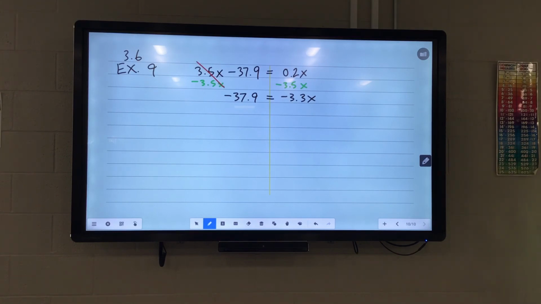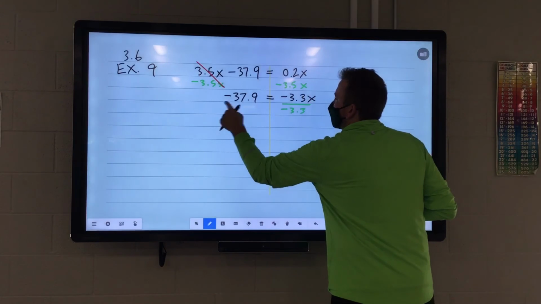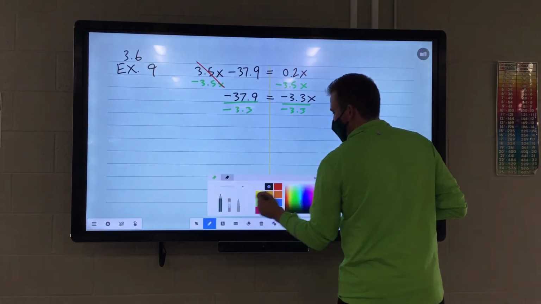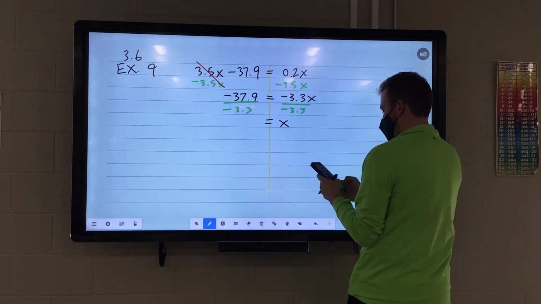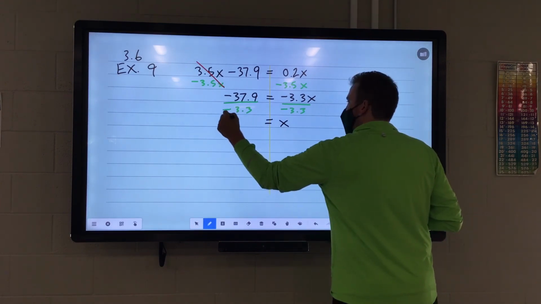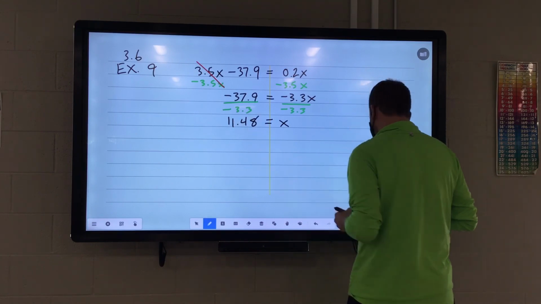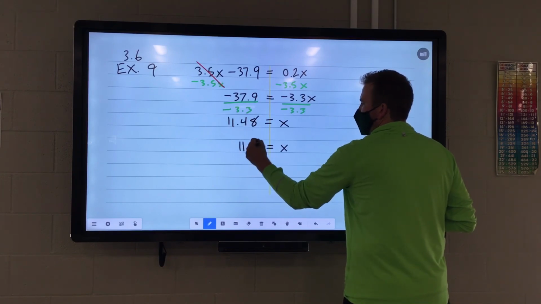And now we have our variable on the right side of the equation, but that's fine. We still want to get it alone. x is not alone on that right side of the equation because it's being multiplied by negative 3.3. So what we're going to do is divide both sides by that negative 3.3. Leaving me with x is equal to negative 37.9 divided by negative 3.3, which gives me 11.48, or let's go ahead and round that to one decimal place, 11.5.